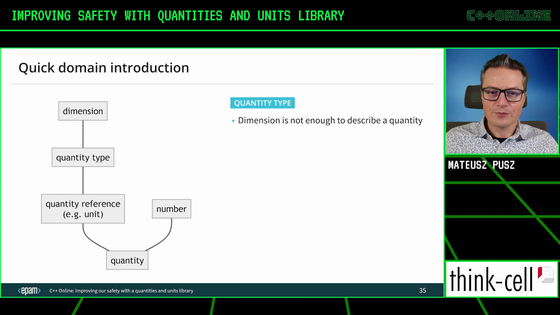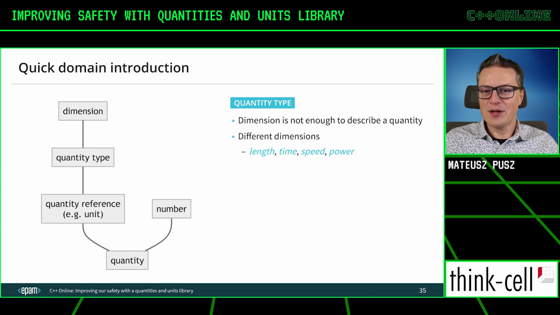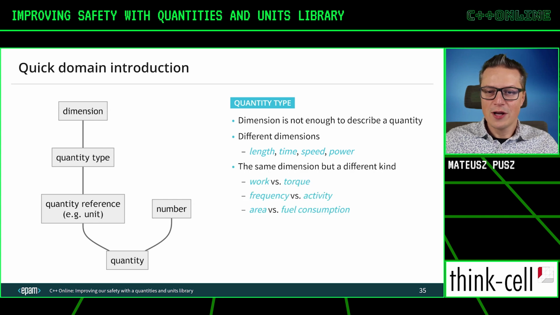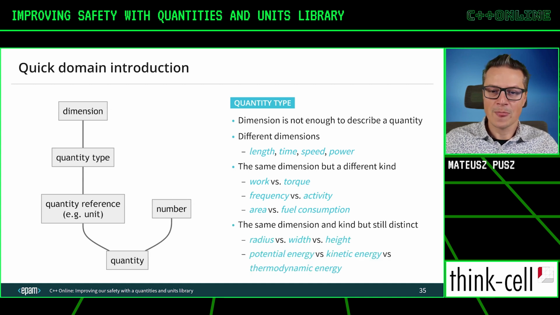Quantity type. A dimension is not enough to describe a quantity. In many places, we need more. For example, we may have different dimensions like length, time, speed, power. This is, of course, what we want to deal with. But sometimes we have the same dimension but a different kind of quantity, like work versus torque, frequency versus activity or bitrate, right? Area versus fuel consumption. They have exactly the same dimension, but mean something fundamentally different, and we don't want to mix them in our equations.